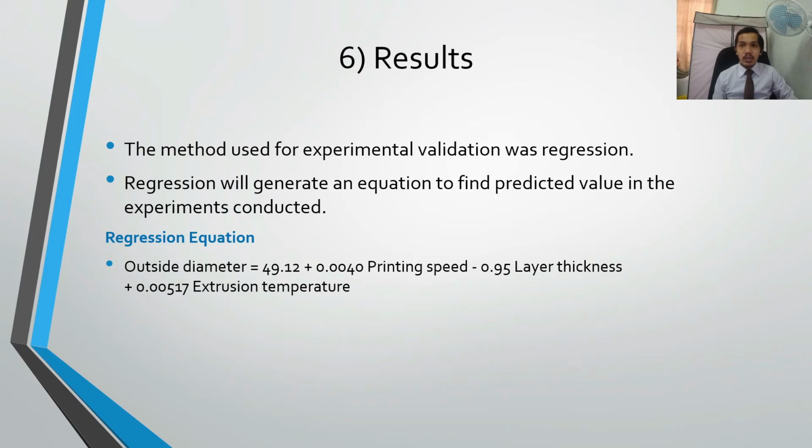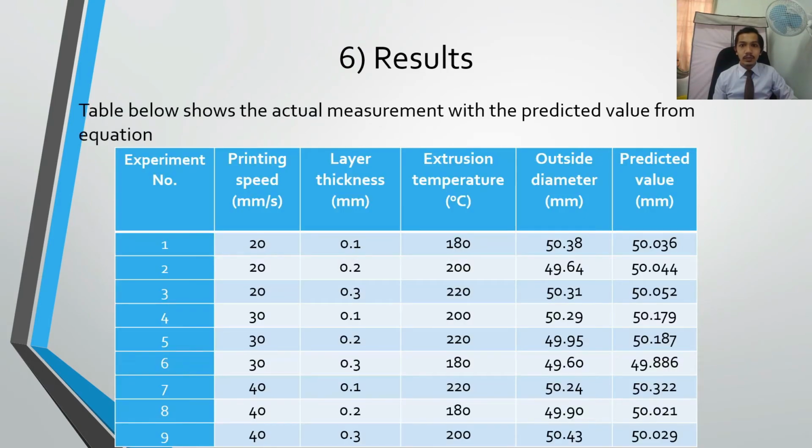The regression method is used because we will generate an equation, and this equation will be used to compute each of the experiment runs as a validation. Predictor values in the table are the result of calculation of each parameter using the regression equation on the previous slide.